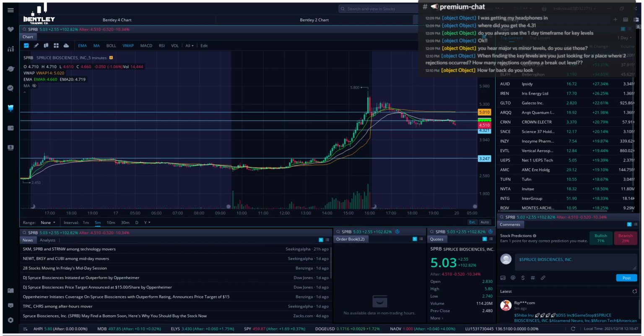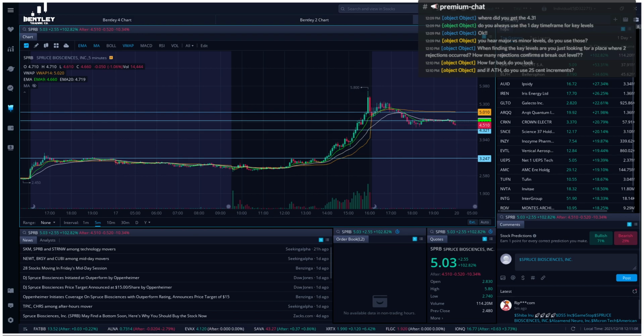Do you always use the 1 day time frame for key levels? No, it's just a matter of looking at multiple time frames on the bigger picture, so you can identify those levels and make sure they match up. You can use the 1 hour, the 4 hour, the daily, but you want to make sure all of them match up, and that's how you confirm that those levels are right.